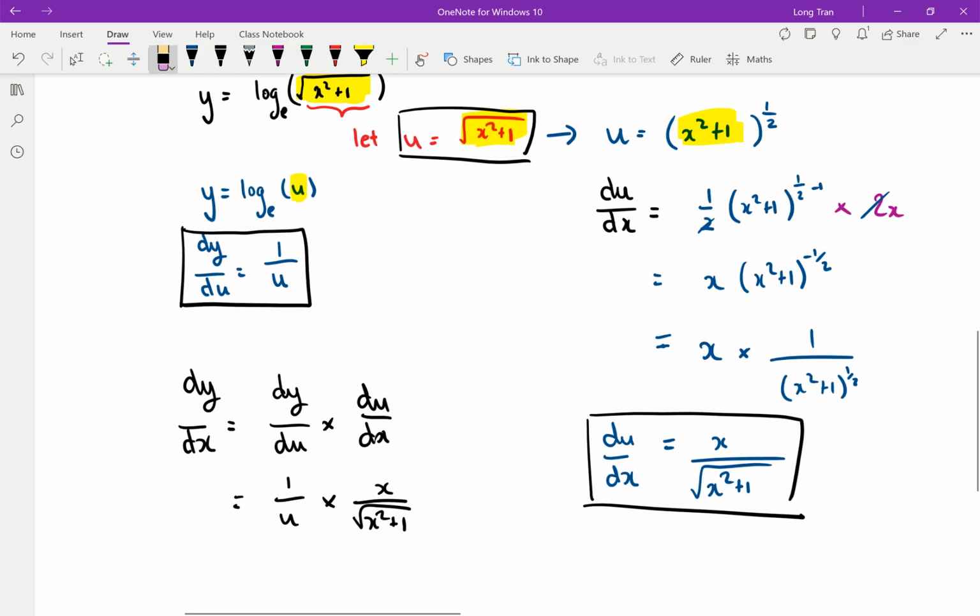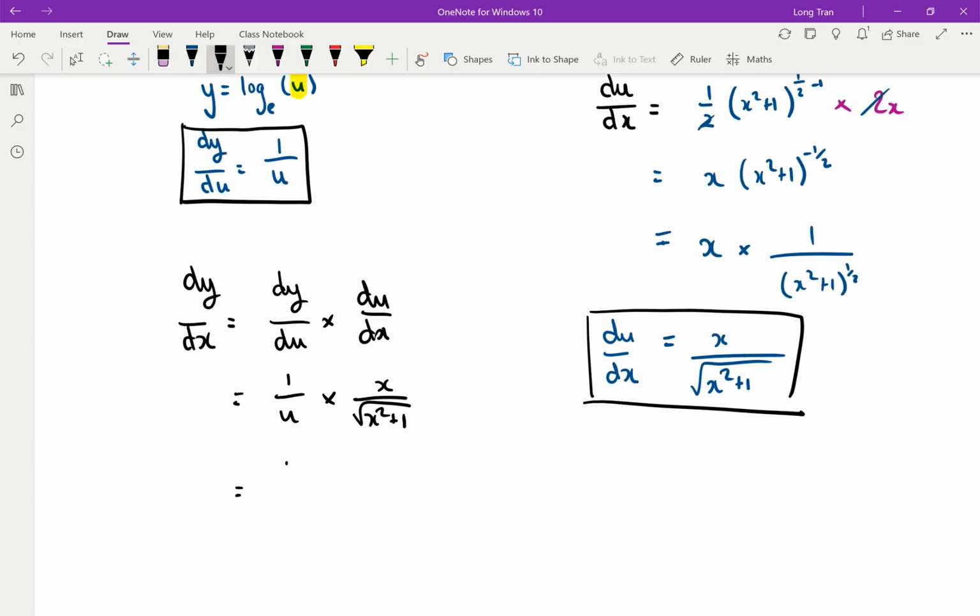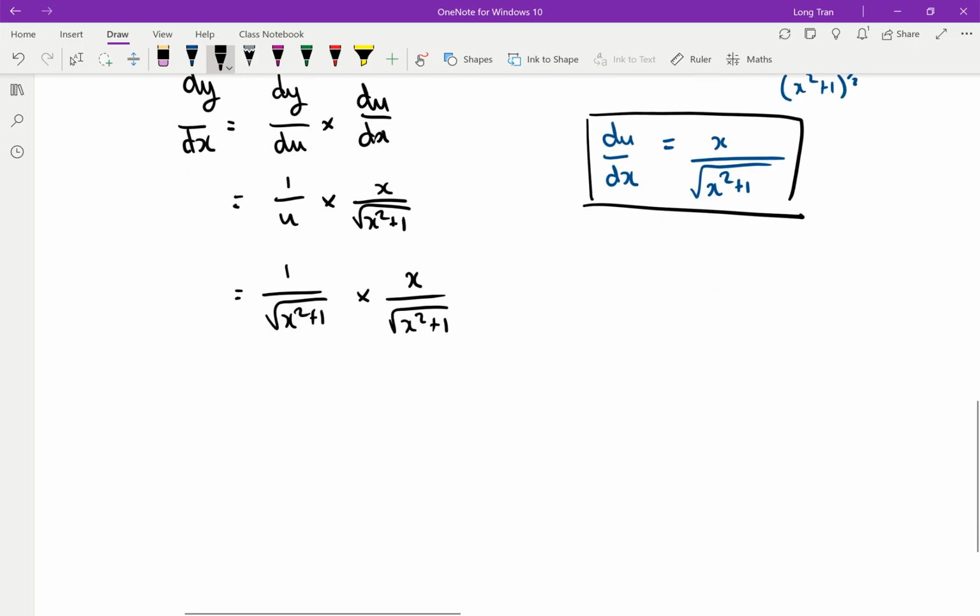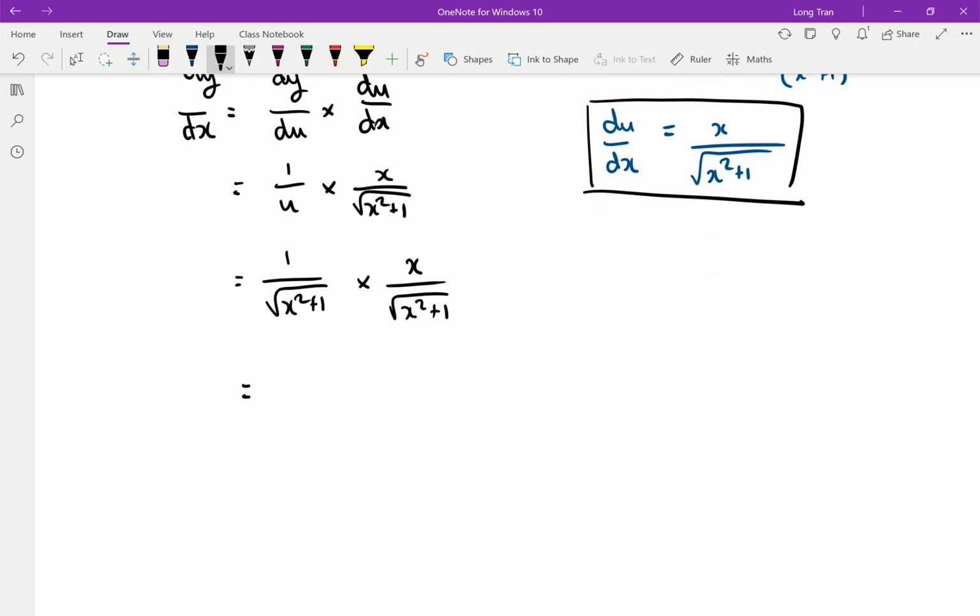So 1 over u would now become 1 over the root of x squared plus 1 multiplied by x over the root of x squared plus 1. Hopefully your surds are okay. So at this point, you would know that when you multiply two surds that are exactly the same, the surds cancel out. It's like saying root 3 times root 3. That becomes root 9, but root of 9 is 3. So essentially it feels like you just remove the square root symbol. Okay? So I know that when I multiply these two together, I should get x over x squared plus 1. And that's my delta y delta x.